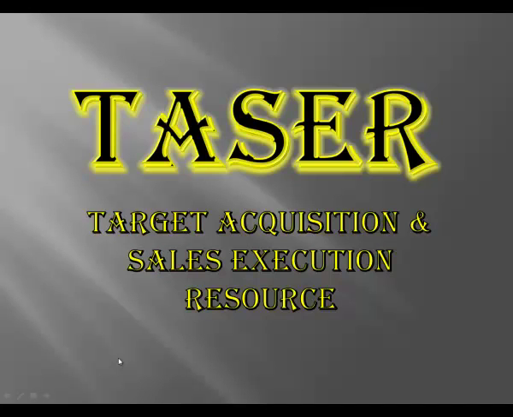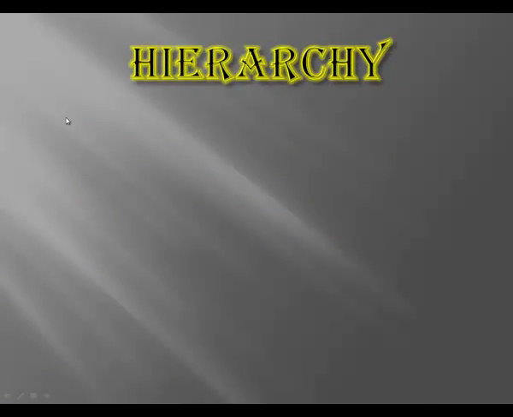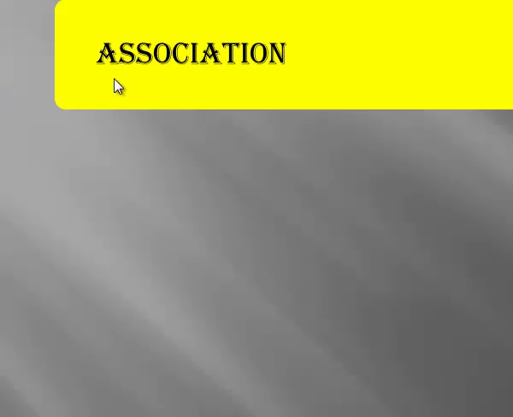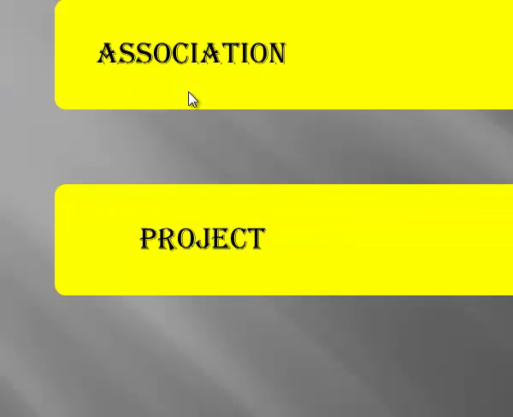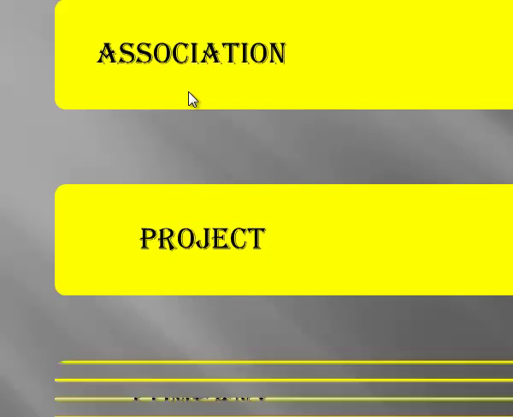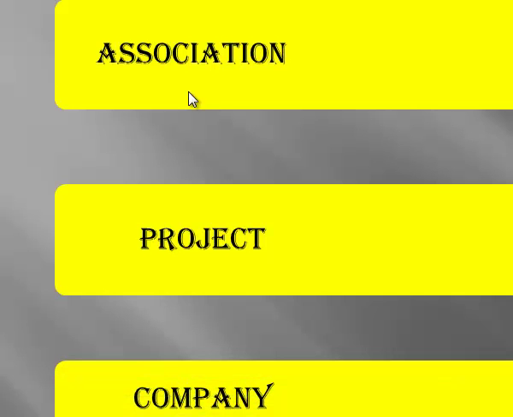What does Taser stand for? It stands for Target Acquisition and Sales Execution Resource. And to get a better understanding, we're going to explain how it relates everything with a hierarchy. The system's going to start off at the association level. From there, it's going to break down to projects. And then finally, it's going to have company project records.